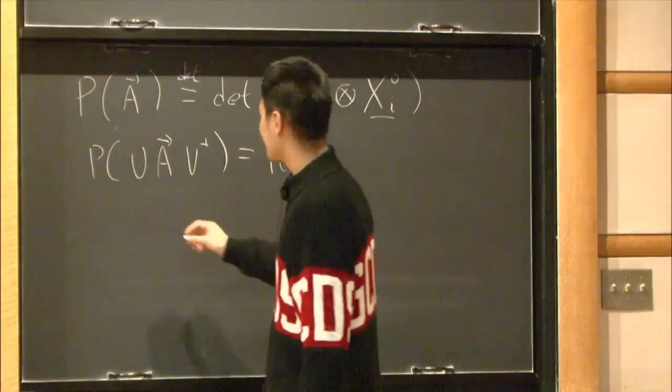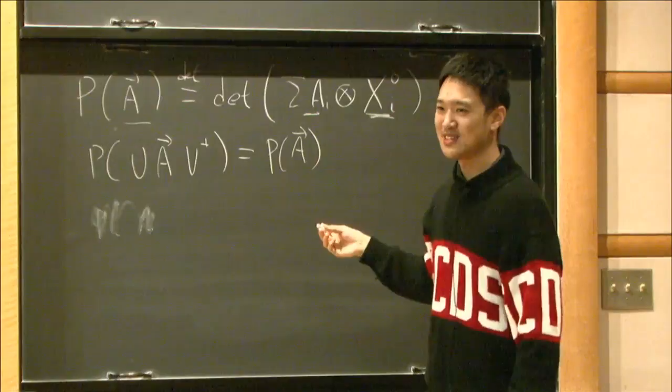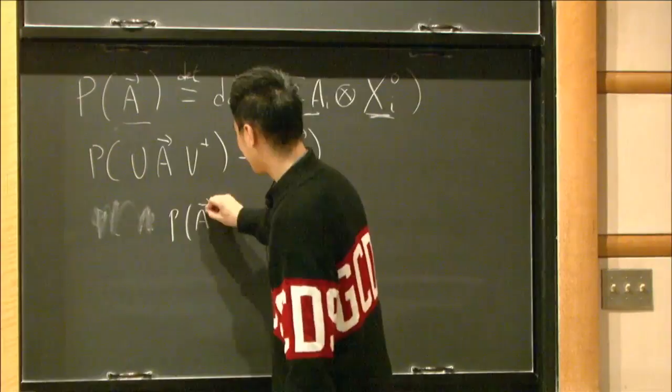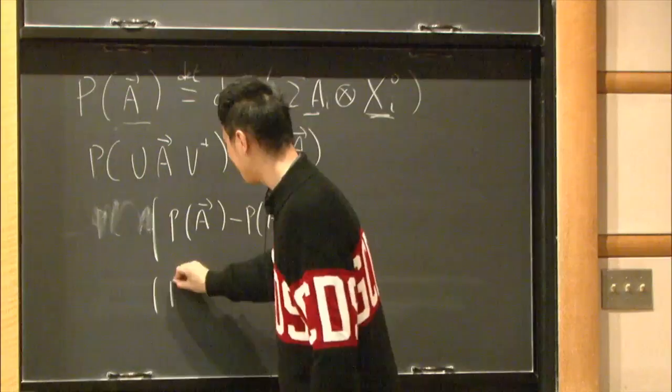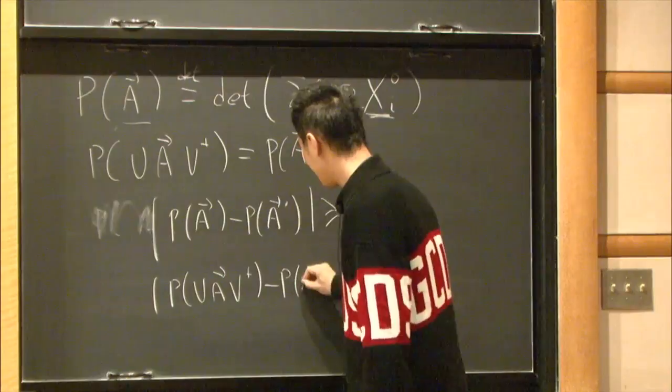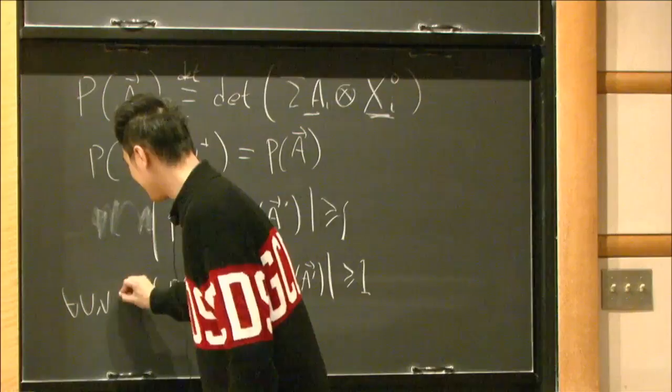And also these polynomials are all integers. So the determinant is an integer, which means that P of A minus P of A prime is at least 1. So this also implies that the difference between P of U A V dagger and P of A prime is at least 1 for any unitary U and V.